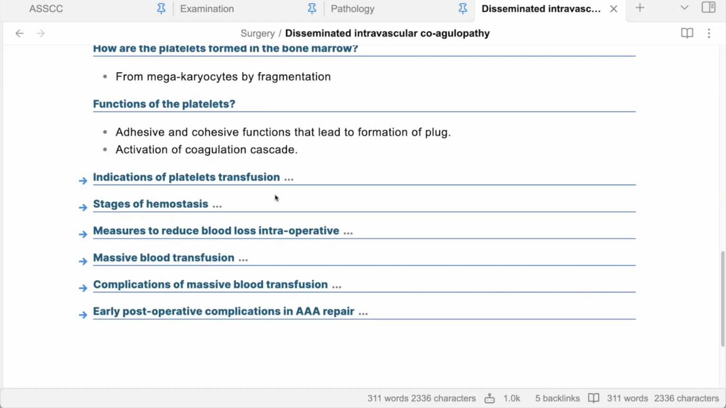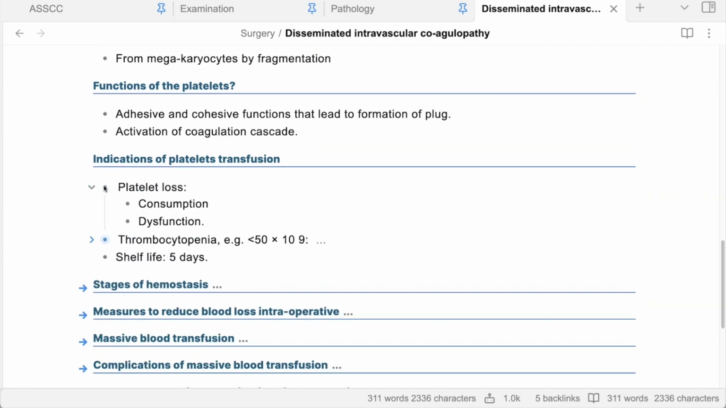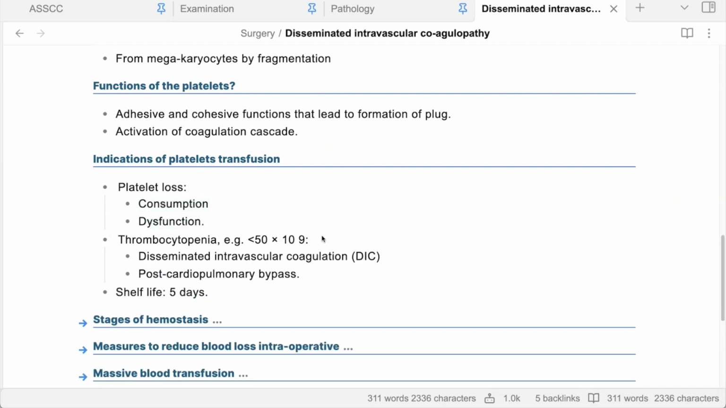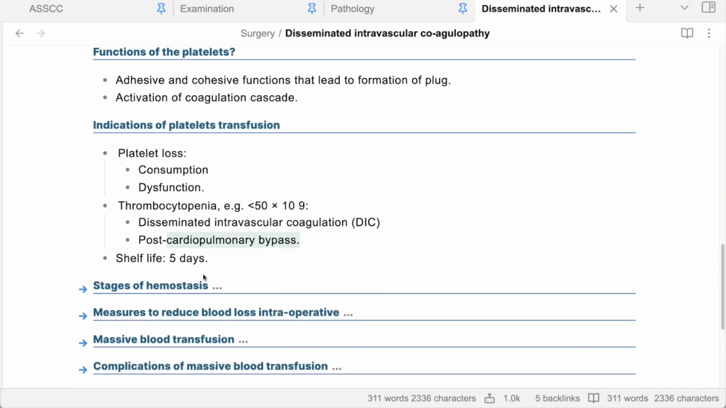So I think the way I classify it here, platelet dysfunction and platelet destruction. Platelet destruction, you have ITP and you have DIC and any sort of condition that will lead to destruction of the platelet. Platelet dysfunction is any other type of thrombocytopenia, which might be a patient on aspirin for a very long time. So consumption, destruction and dysfunction of the platelet, and thrombocytopenia is defined as less than 50, DIC and post-cardiopulmonary bypass as well.